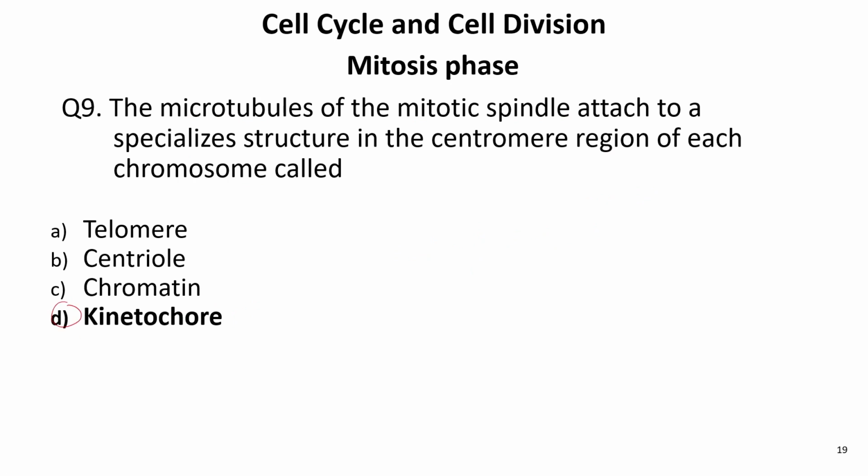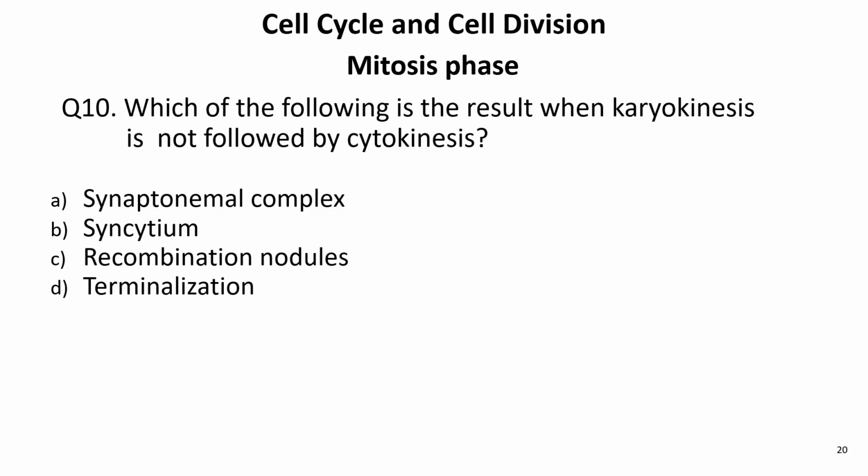Now coming to the next question, which is, which of the following is the result when karyokinesis is not followed by cytokinesis? Alright, the options are synaptonemal complex, syncytium, recombination nodules, and terminalization. Synaptonemal complex, you know, is a protein lattice, which helps in the assembly of the homologous chromosomes, or which holds the two homologous chromosomes together.